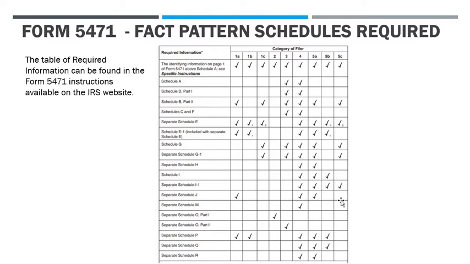But in our case, remember, John, the U.S. person here that we're filing this form for, he is almost all of these, right? So he's definitely a Cat 4 filer amongst all the others. And so for those reasons, we're filing Schedule M.